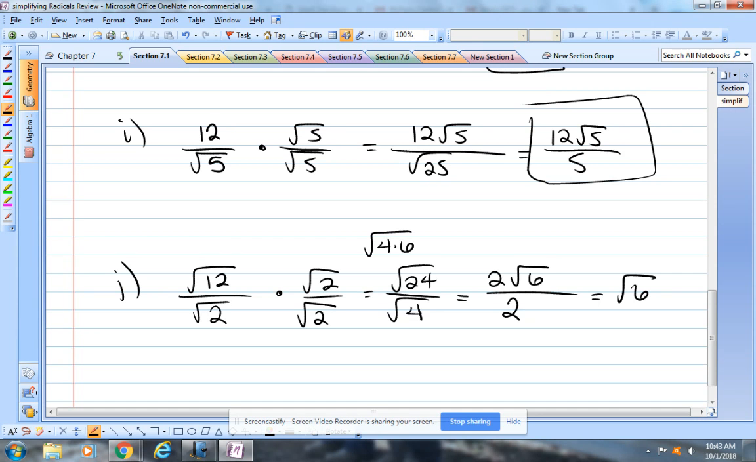So are there any questions on anything we've done so far with simplifying radicals? This is Algebra 1, Chapter 11. Okay, we did this at the end of Algebra 1.